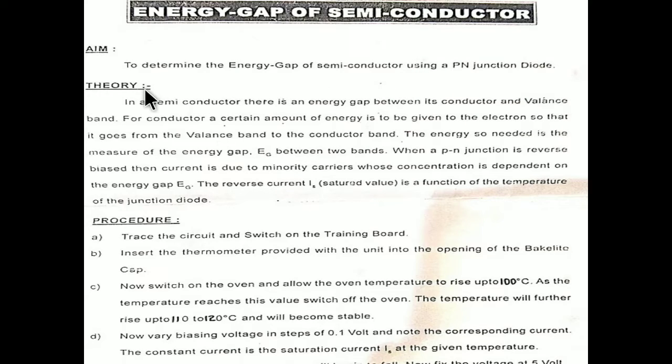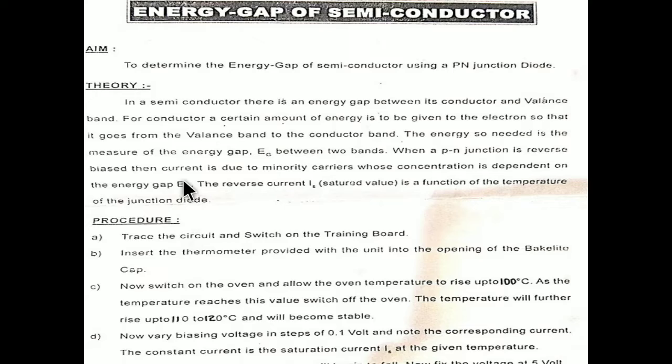As we know, materials can be a conductor, an insulator or a semiconductor. In a conductor the current passes easily. An insulator does not allow the current to pass. The semiconductor lies between the conductor and the insulator. In a semiconductor, there is an energy gap between the conduction band and the valence band.